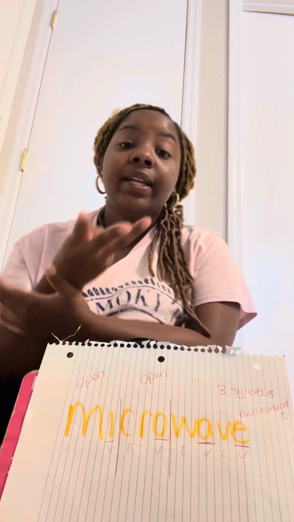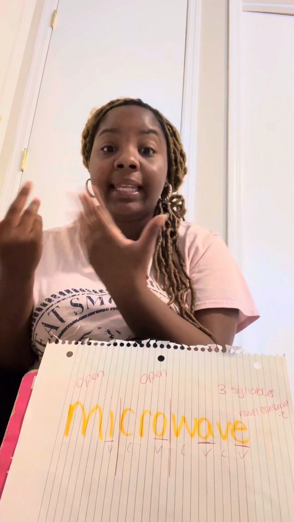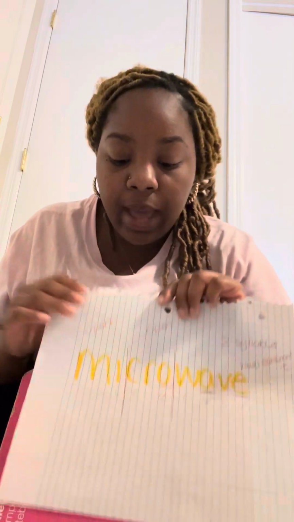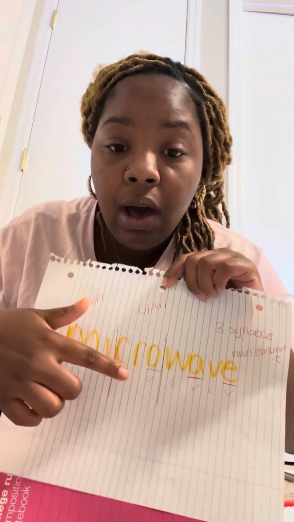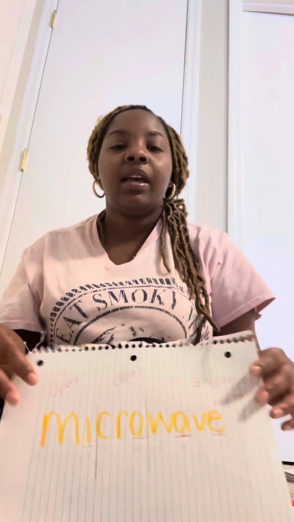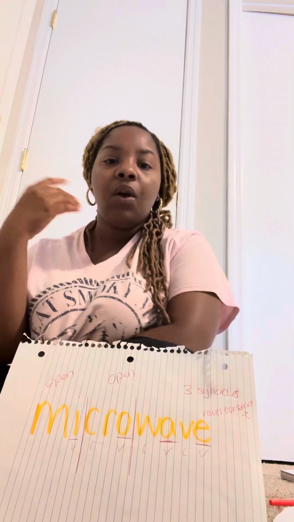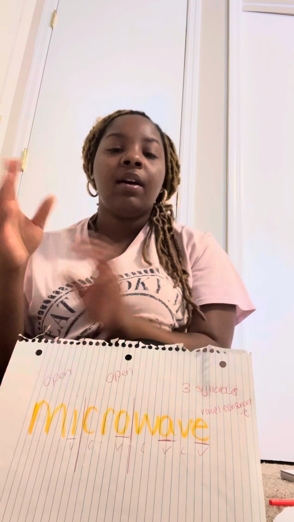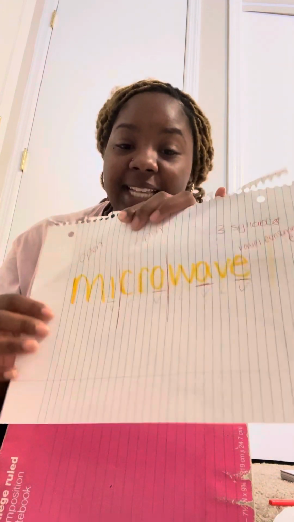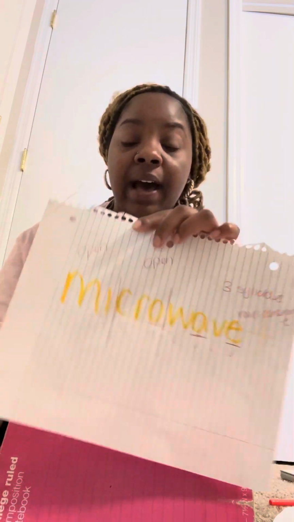Microwave. There are 3 syllables, so we know there has to be at least 3 vowels. So as we can see, there are 1, 2, 3, 4. The vowels are I, O, A, and E. Let's see how these vowels are sounding.